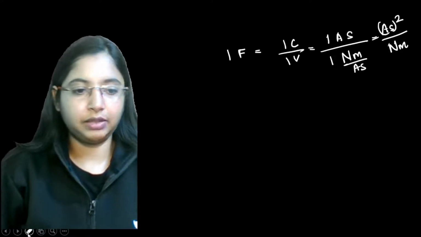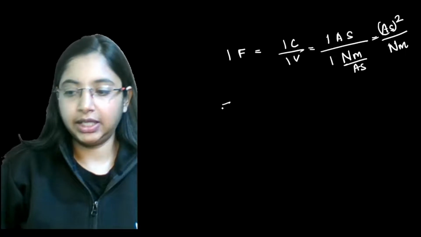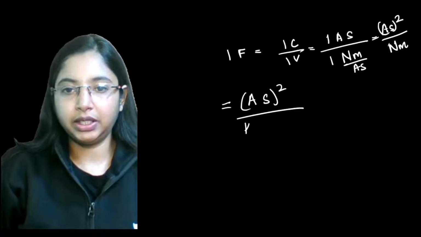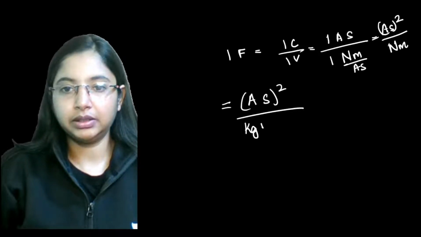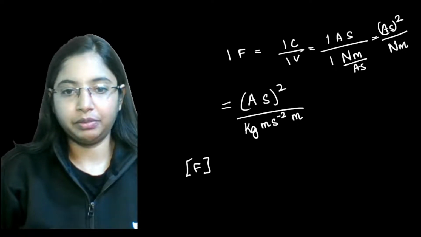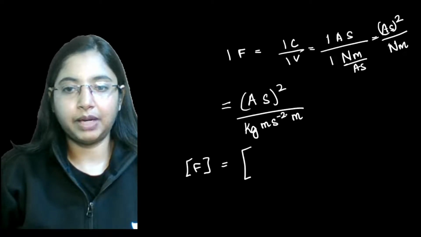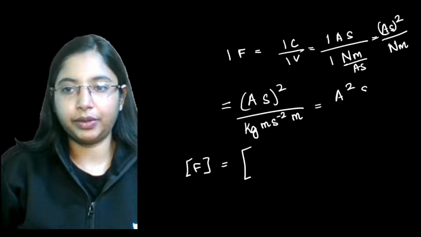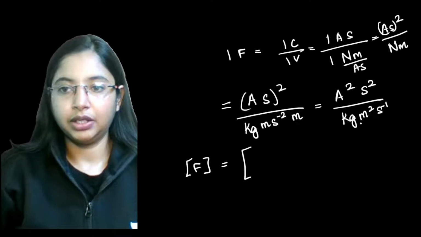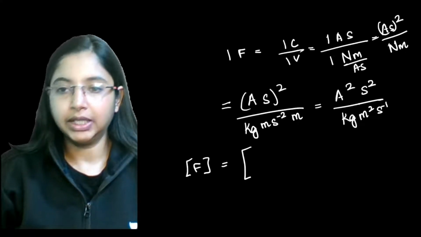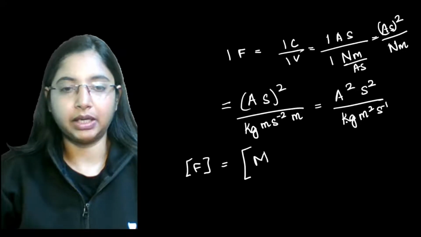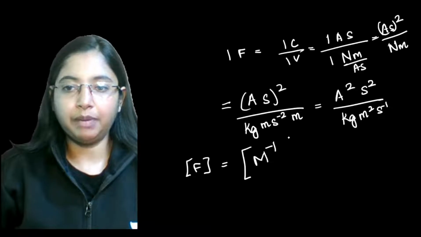So if you write that in terms of fundamental units, you will get (ampere seconds) whole square by newton, which is kilogram meters per second square into meter. Now try writing this in terms of dimension formula. First, mass: we have kilogram, meter square, s inverse 1. So kilogram, when it comes on top, becomes M inverse 1. The dimensional unit for kilogram is capital M, and now it comes up, it becomes inverse 1.